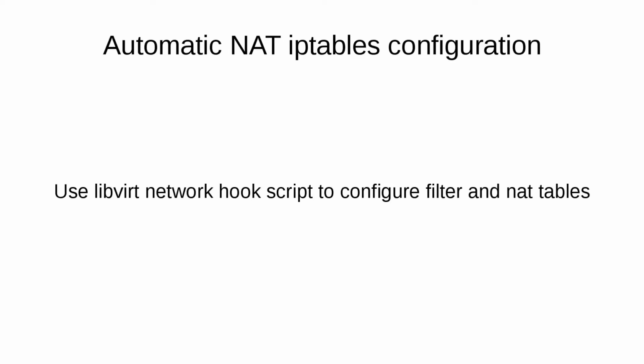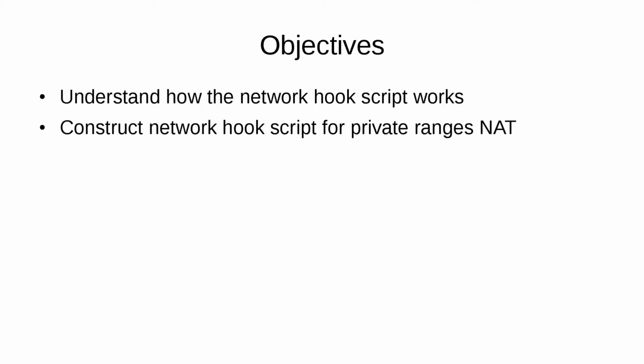Welcome to my screencast in which I explain how to set up a libvirt network hook script to automatically configure NAT iptables rules. What is the objective in this screencast? Well, first we want to understand how the libvirt network hook script mechanism works. So we are going to create a simple test script. Next, we are going to use this information to construct a network hook script for adding private ranges to our NAT table.